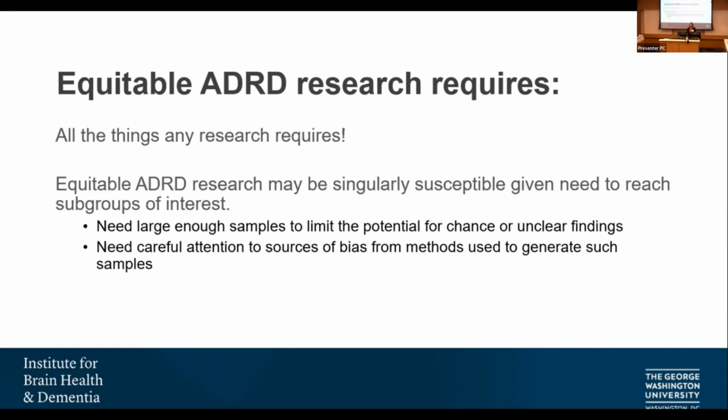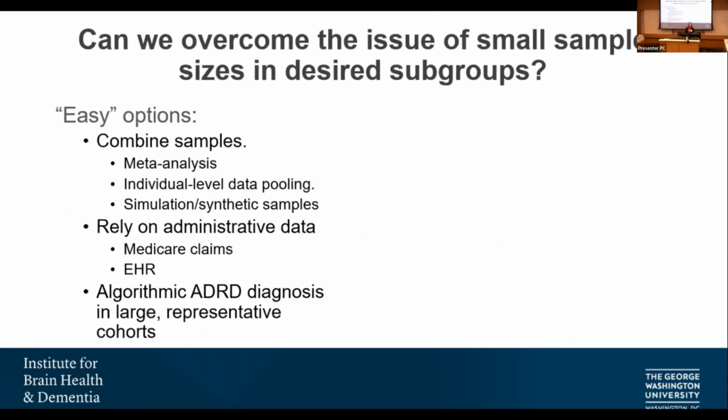So as I mentioned, we often need large enough samples to limit the potential for chance or unclear findings. And that's particularly tricky when you're looking at non-majority class populations. And you also need careful attention to the sources of bias. So I'm going to focus this presentation on how we can overcome the issue of these small sample sizes in existing data sets, or the fact that it just takes a long time and a lot of effort to recruit people. So getting large sample sizes is hard.